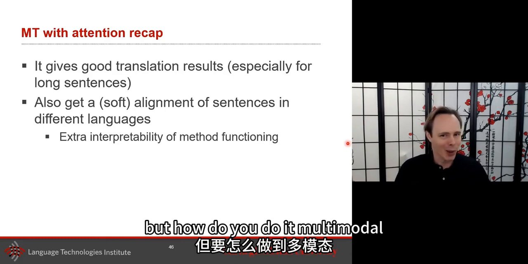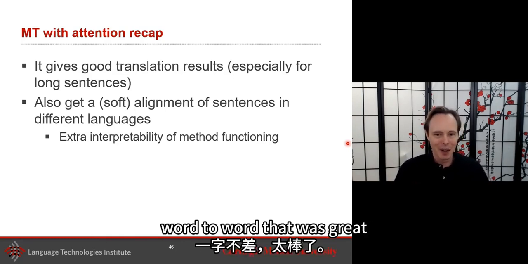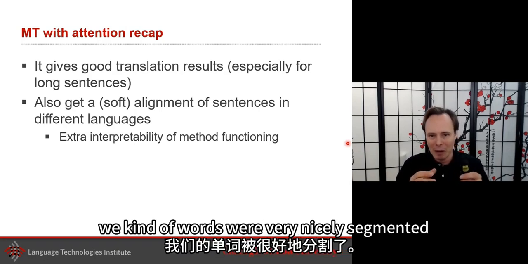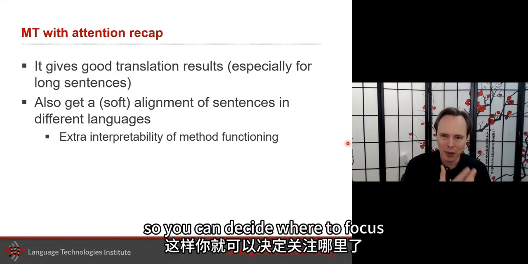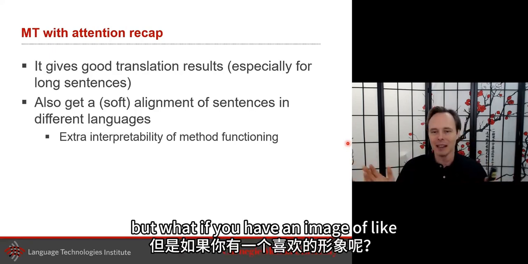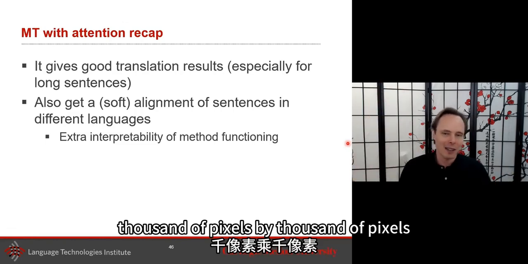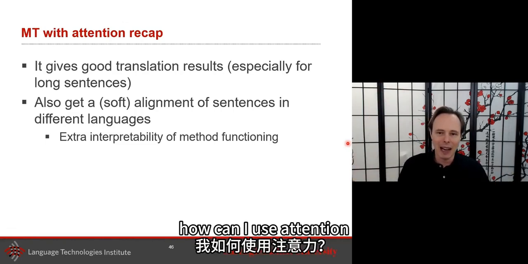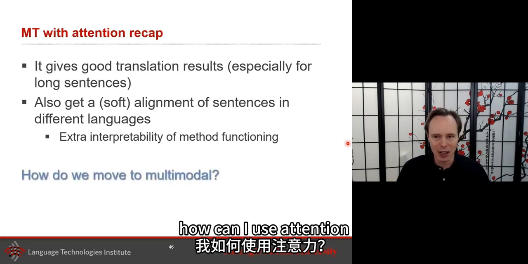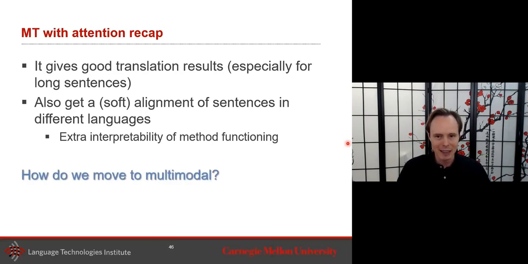But how do you do it multimodal? The word to word, that was great. Words were very nicely segmented. They are like tokens by default, so you can decide where to focus. But what if you have an image of 1,000 pixels by 1,000 pixels? How can I use attention and do it in a multimodal way?